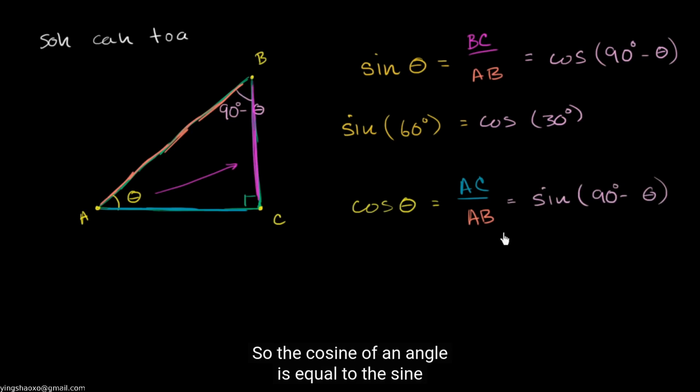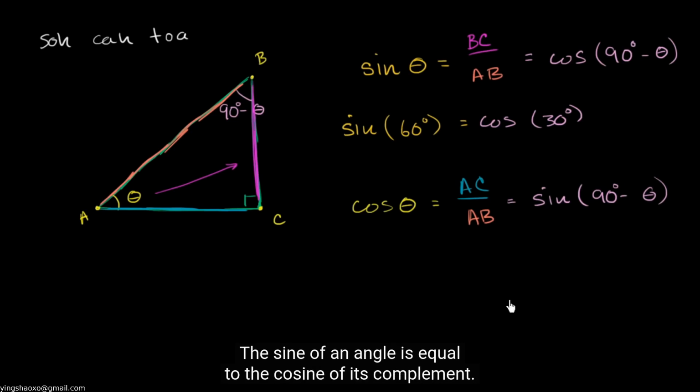So the cosine of an angle is equal to the sine of its complement. The sine of an angle is equal to the cosine of its complement.